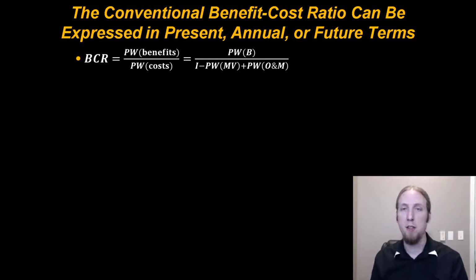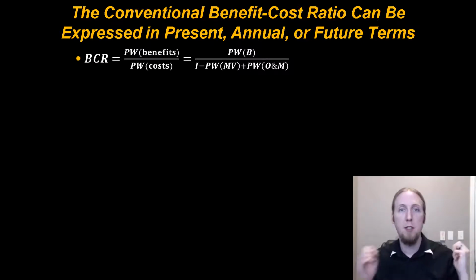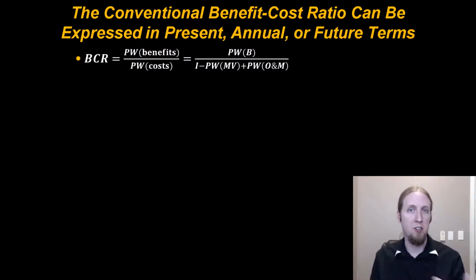The way that this works is, like we've said, benefits on top, costs on the bottom. If you put it all in present worth terms using our standard model where you have a capital investment, then a market value or salvage value in the future, and O&M costs in the meantime, as well as ongoing benefits, then you would have something like this: the present worth of all of our benefits is in the numerator, and in the denominator, we've got the capital investment, subtract off the market value in present worth terms, and then add the present worth of all of your operations and maintenance costs.